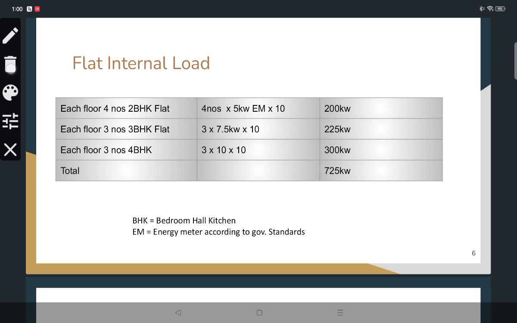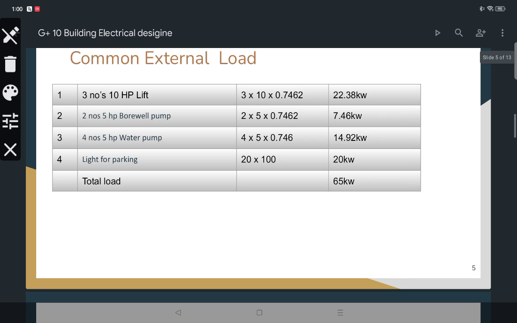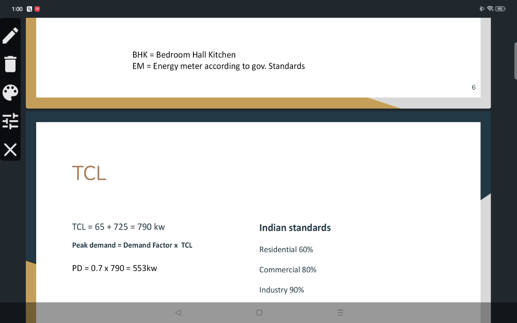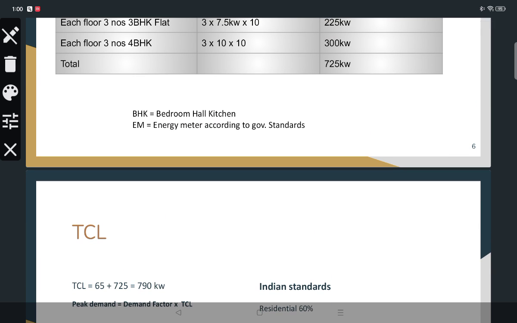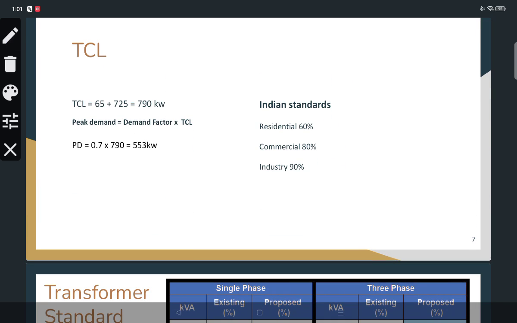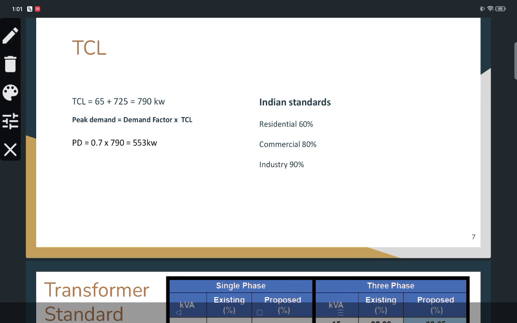And what was our common load? Common load is 65, and this is our internal flat load, the consumer load. Yeah, it's mentioned here. Bedroom, hall, kitchen, and EM is energy meter, according to the government standards. Now let's calculate that. So common load plus our internal load is 795 kilowatts. For the sake of argument, let's count it as 800. It may increase, right? So 800 kilowatts. Okay.